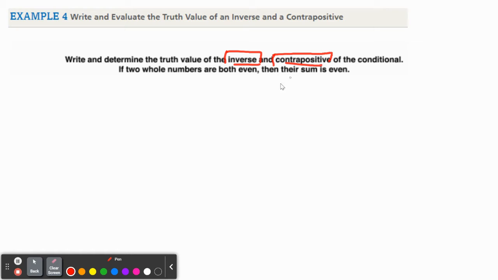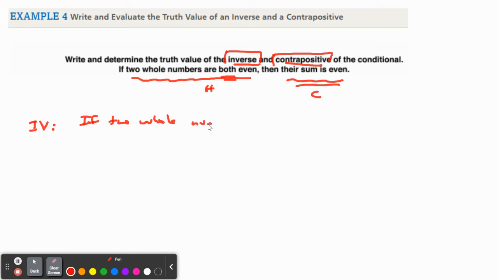I need to add a word. And they did both. Okay. Sorry, they did that. That word's important. Okay, so this is our original hypothesis. This is our original conclusion. So to write the inverse, we're going to keep the order the same, but just negate them. So we're going to say if 2 whole numbers are not both even, then their sum is not even.